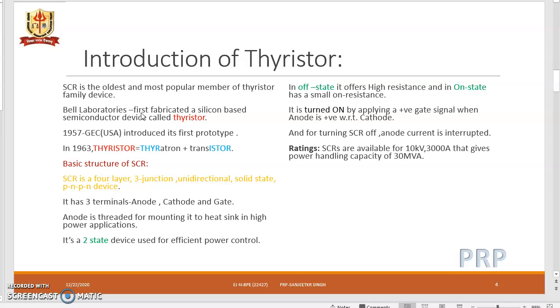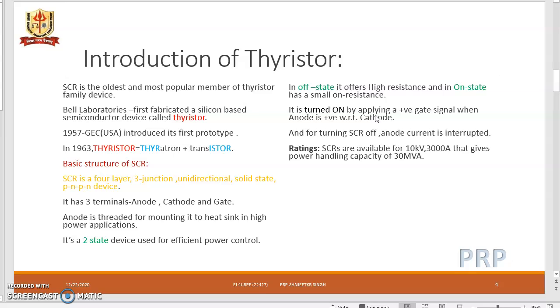In the off state, it offers high impedance, high resistance, and in the on state it has a small on resistance. It is turned on by applying a positive gate signal when the anode is positive with respect to the cathode, and for turning the SCR off, the anode current has to be interrupted. There are two methods of turning off. One is bringing down the anode current below the holding current, and secondly by applying a reverse voltage across the SCR.